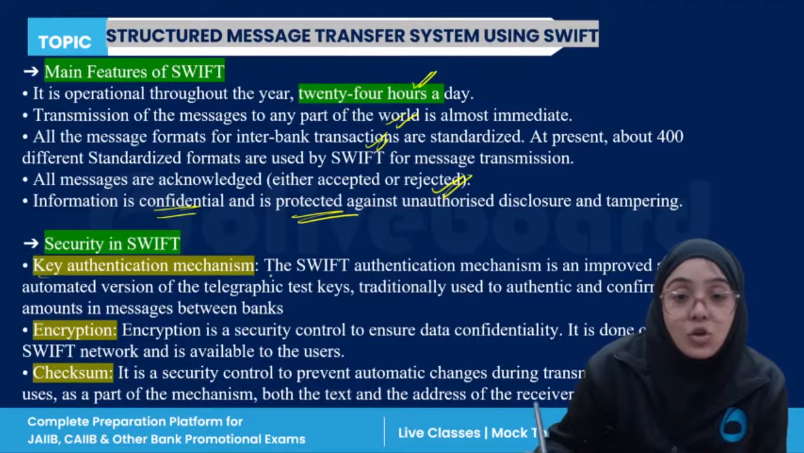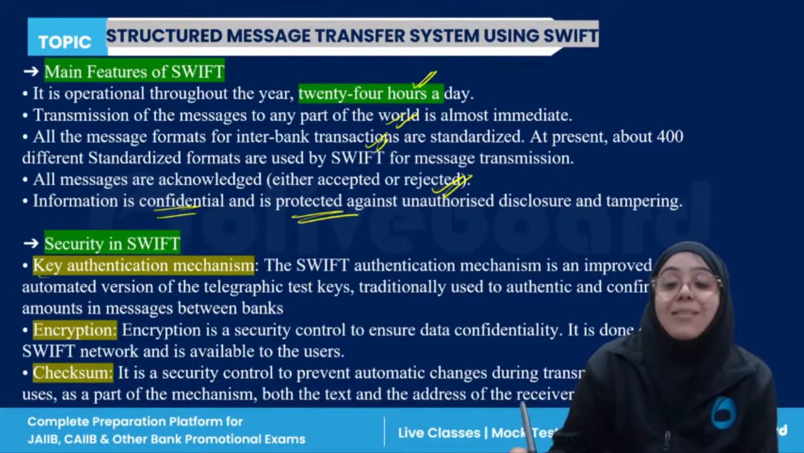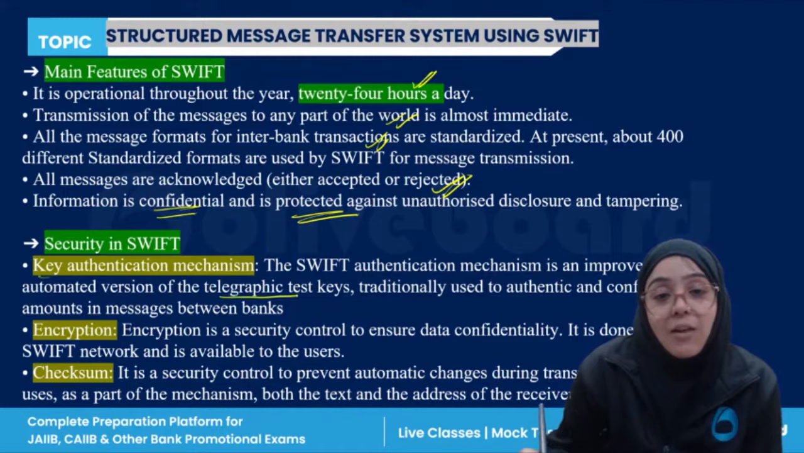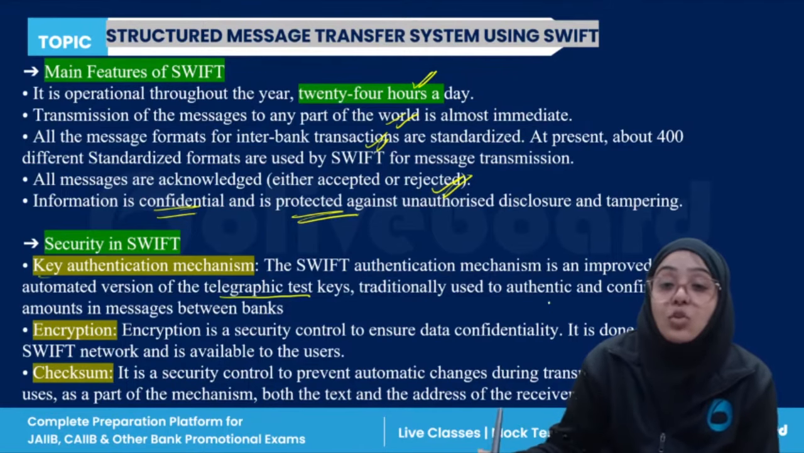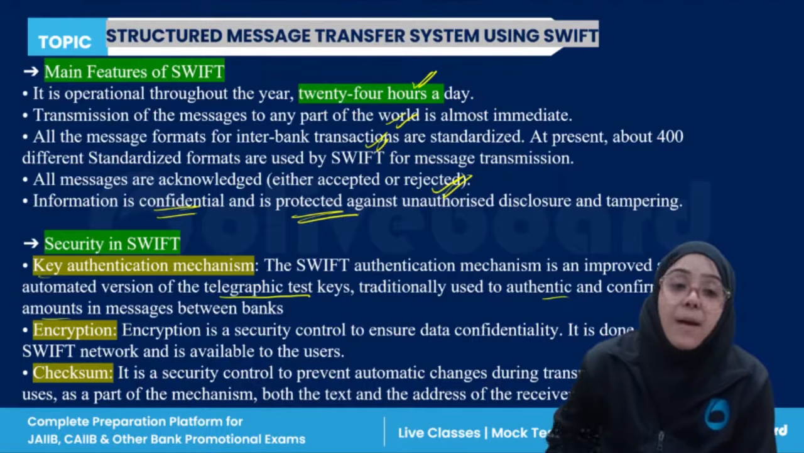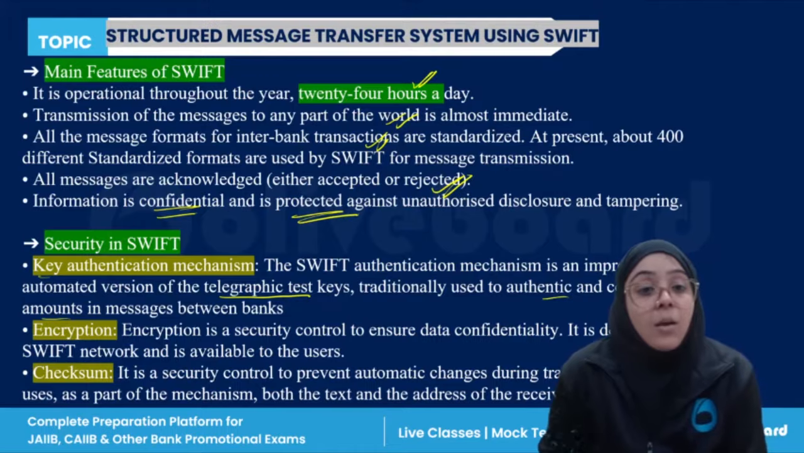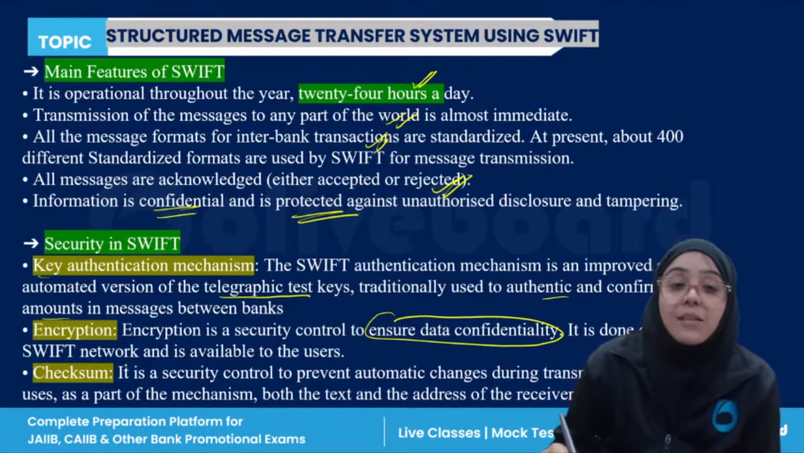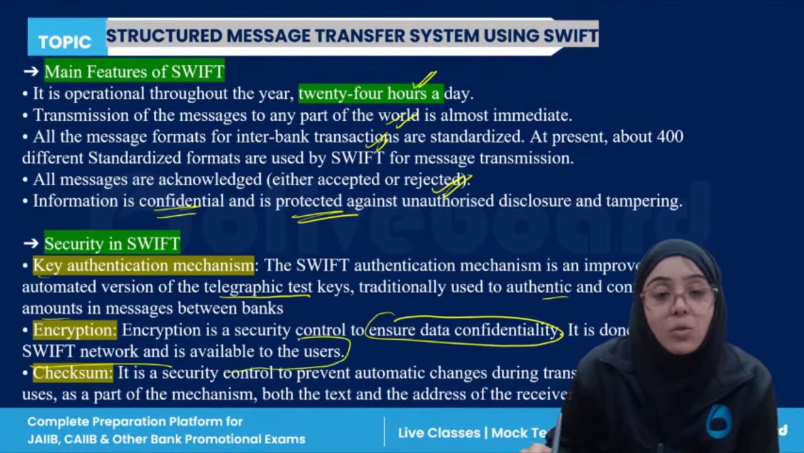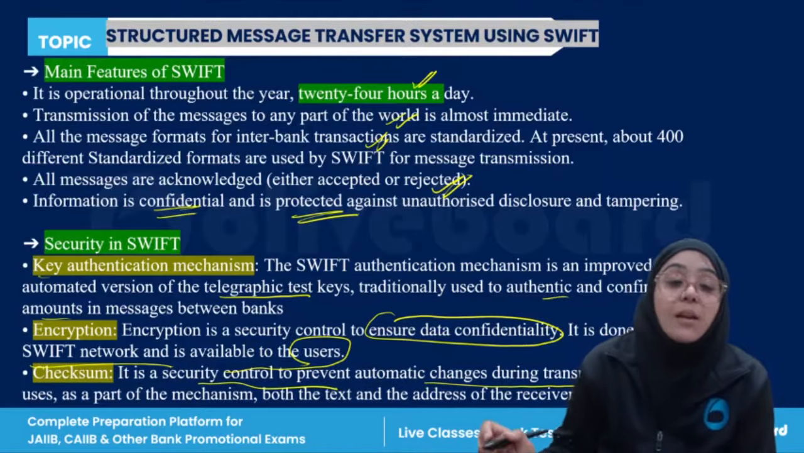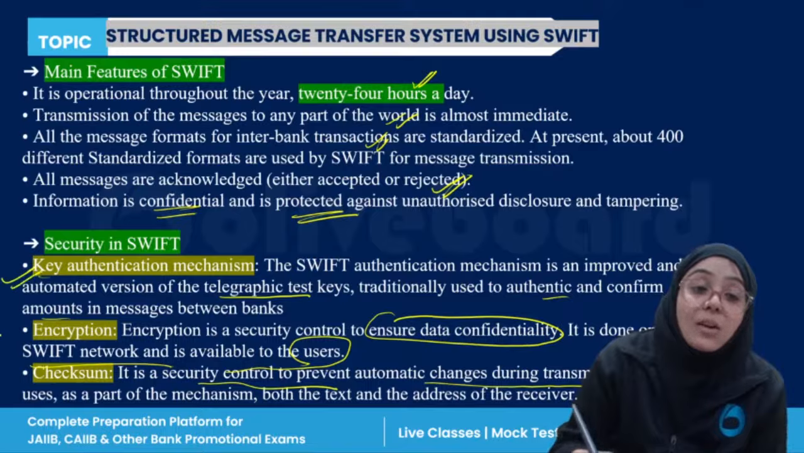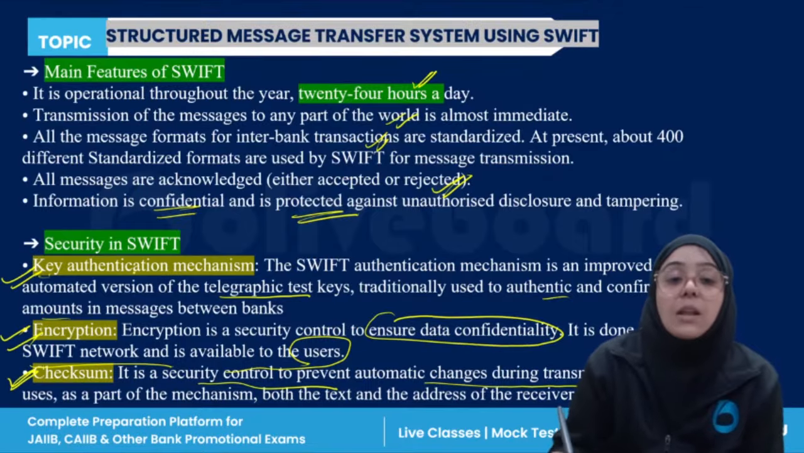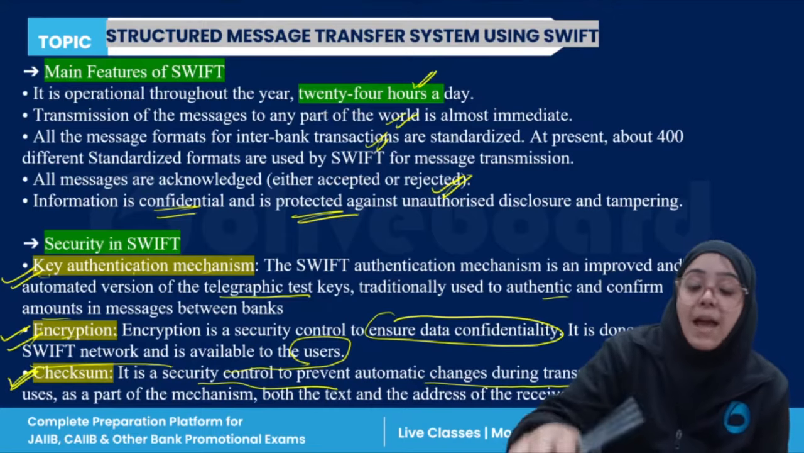Like the key authentication mechanism, which is an automated and improved version of telegraphic test keys, which traditionally were used to authenticate and confirm amounts in messages between banks. Encryption is a security control to ensure data confidentiality. It is done on the Swift network and it is available to the user. Checksum is a security control that prevents accidental changes during transmission. So these are the security features under Swift: key authentication mechanism, encryption, and checksum.